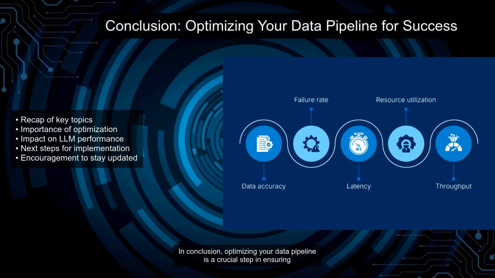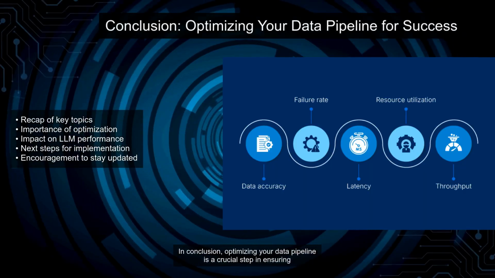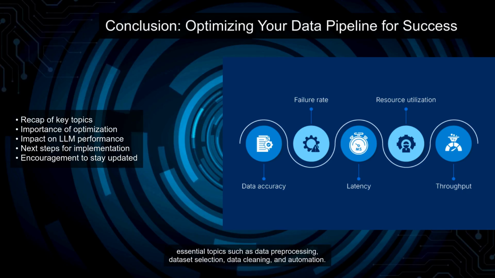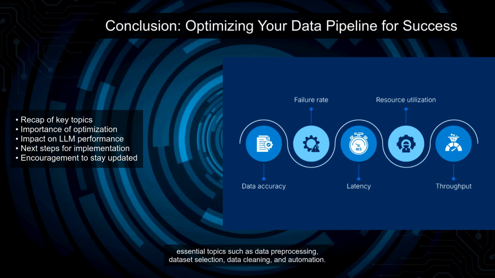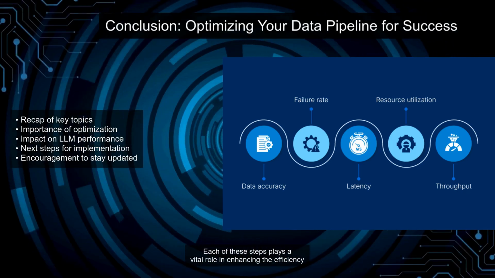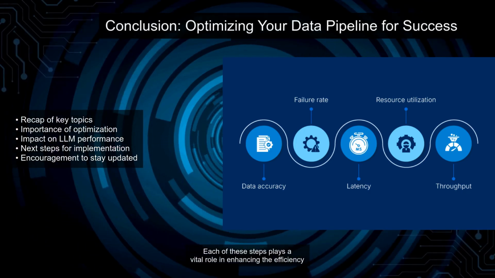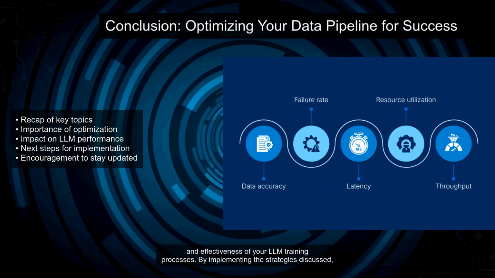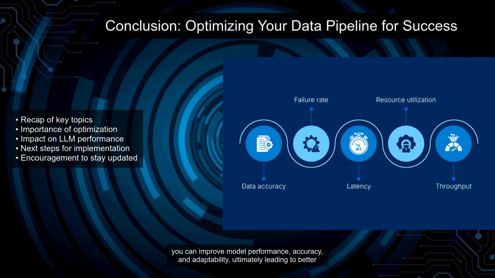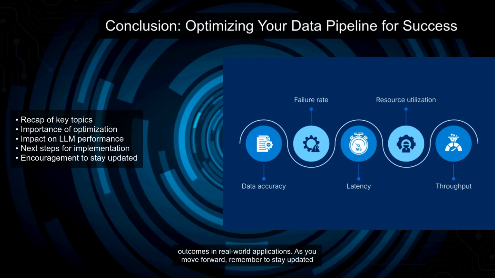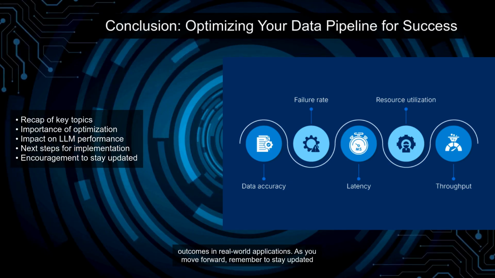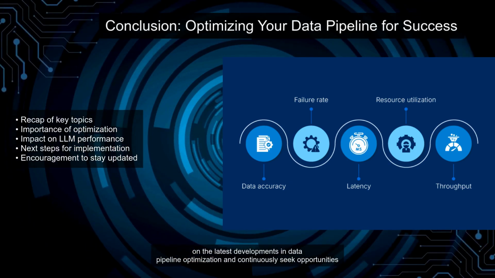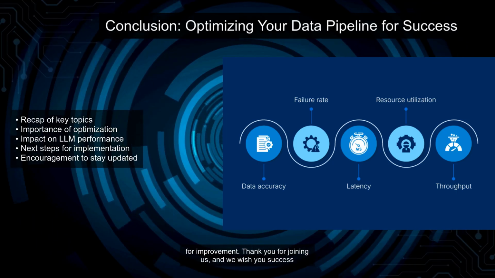In conclusion, optimizing your data pipeline is a crucial step in ensuring the successful training of large language models. Throughout this video, we've covered essential topics such as data preprocessing, dataset selection, data cleaning, and automation. Each of these steps plays a vital role in enhancing the efficiency and effectiveness of your LLM training processes. By implementing the strategies discussed, you can improve model performance, accuracy, and adaptability, ultimately leading to better outcomes in real-world applications. As you move forward, remember to stay updated on the latest developments in data pipeline optimization and continuously seek opportunities for improvement.